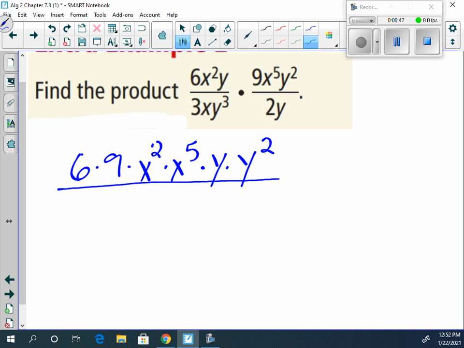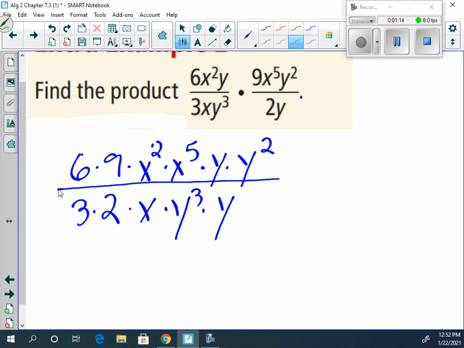Now on bottom, 3 and 2 are going to be like terms, so we're going to multiply those together. And we only have one x, and then we have y to the 3rd and y. I'm rearranging these because it's just putting the like terms together so we know what we're multiplying, yes? Now, yesterday we went on and multiplied everything together and then simplified, yes? Well, we don't have to do it that way.